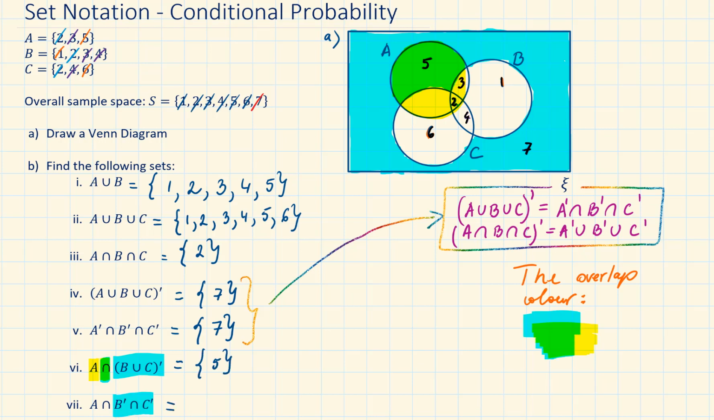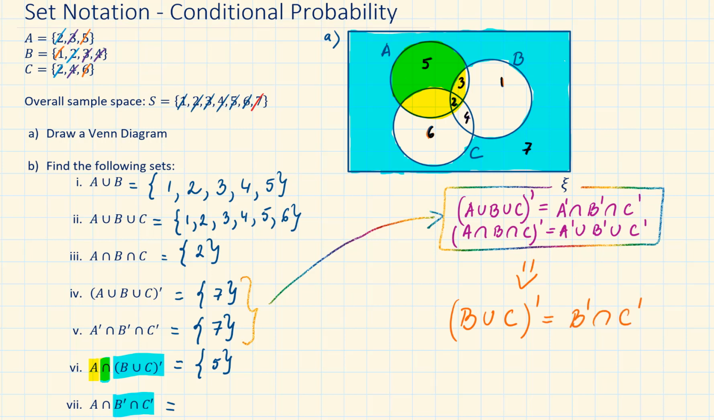In the last question, applying the formula that we have deduced earlier, we can see that the complement of B union C is equal to the B not happening intersection C not happening. So the previous question and this question is asking us the same thing. The solution then is equal to 5.